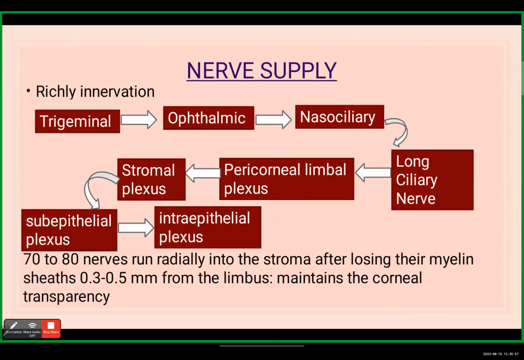Quickly talking about the nerve supply, though the cornea is the most avascular layer, it is richly innervated by nerves, and that's why any trauma to the cornea is very painful. It can be easily remembered by the mnemonic TON: trigeminal nerve, giving the ophthalmic division, then the nasociliary division, leading to the long ciliary nerve. This long ciliary nerve will form the pericorneal limbal plexus, and this will form the stromal plexus, and these will form the subepithelial and intraepithelial plexus.